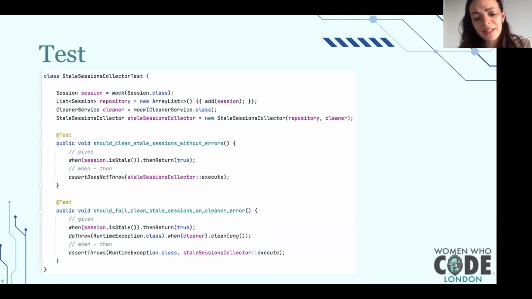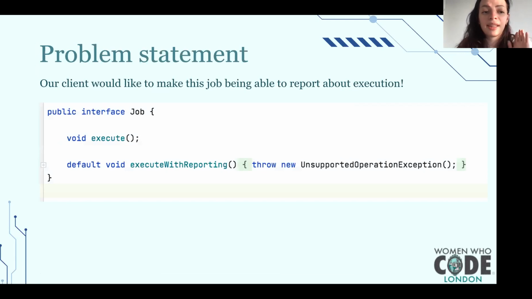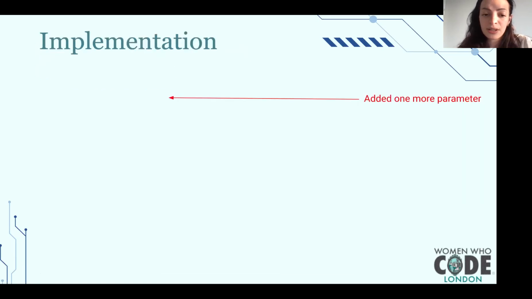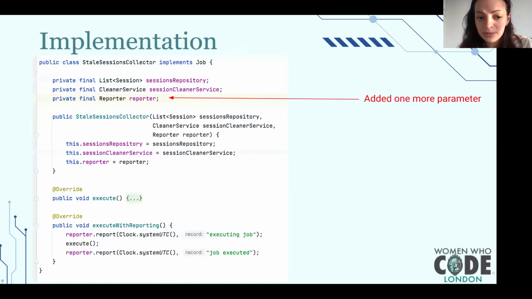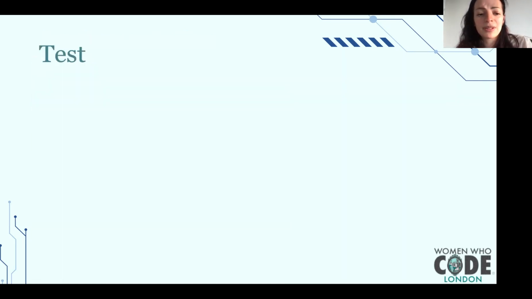We have already seen how we can test it. Now, our client wants this job to be able to report about execution, which makes sense. We decided to create a new method with reporting. In case we have a reporter, we need to add the reporter, and add the method execute with reporting. We do all this reporting and then do execute. We just reuse methods that we already have, and we add more parameters.